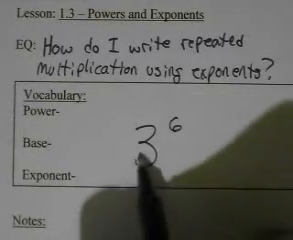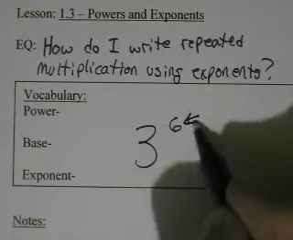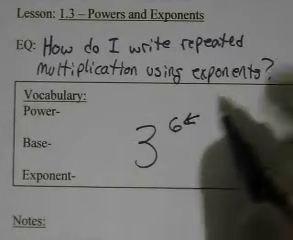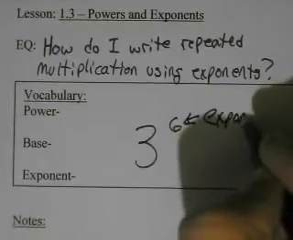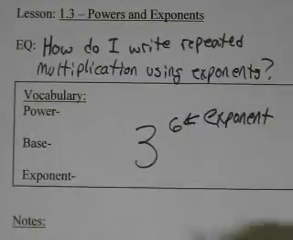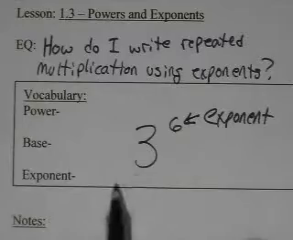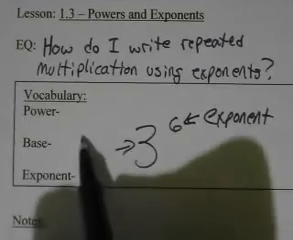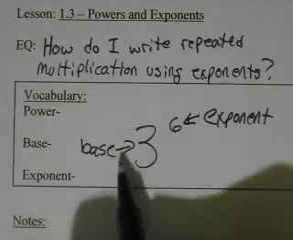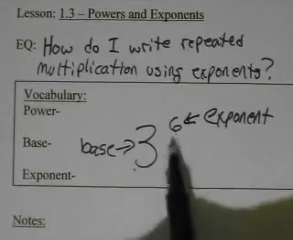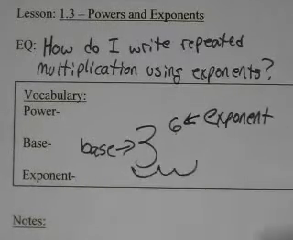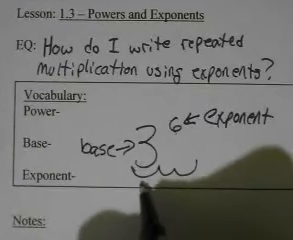This little guy up top, the smaller version, is called the exponent. The whole number, the big number out front, is called the base. And these two pieces together, the 3 and the 6 together, are called the power.